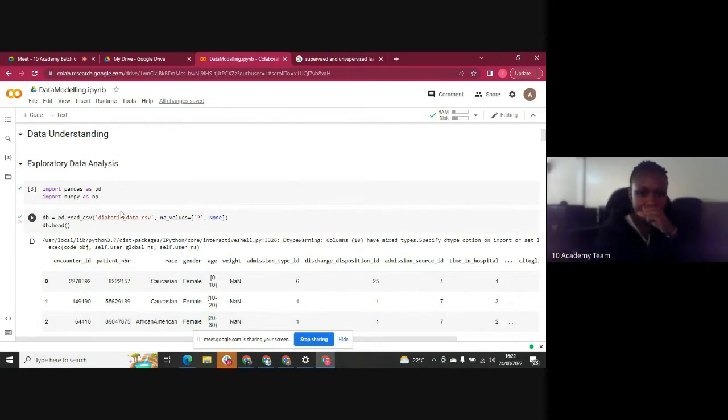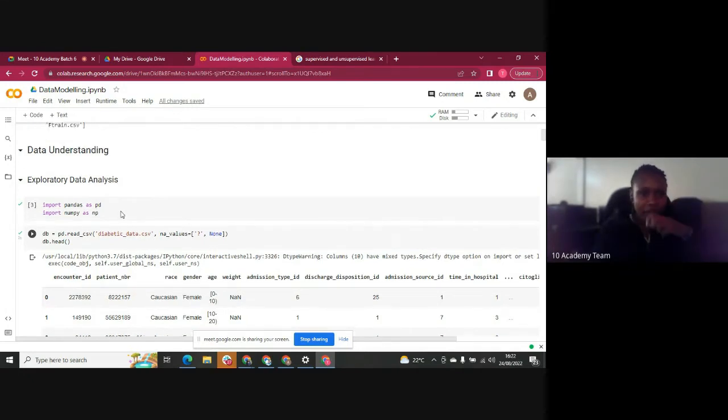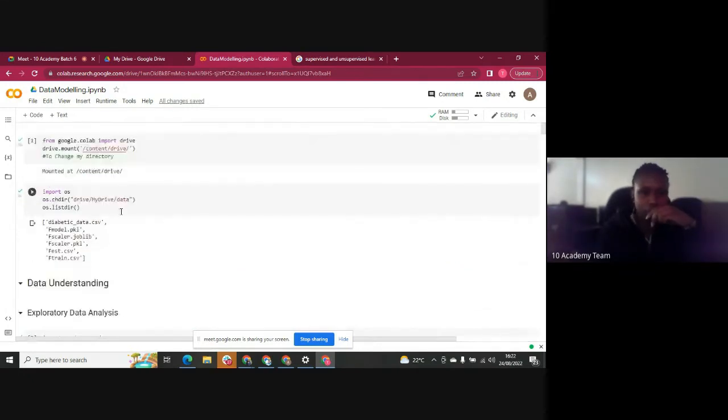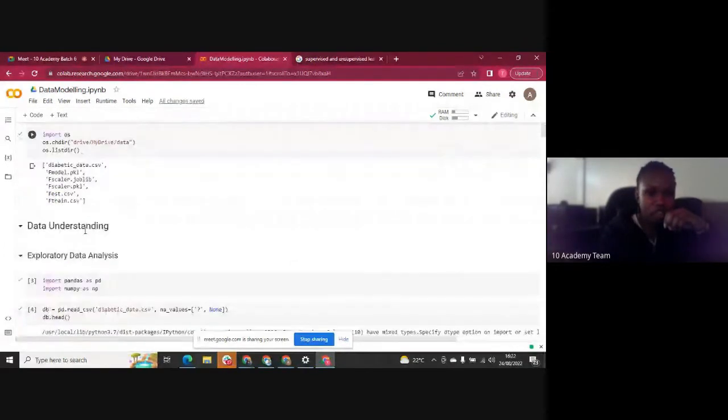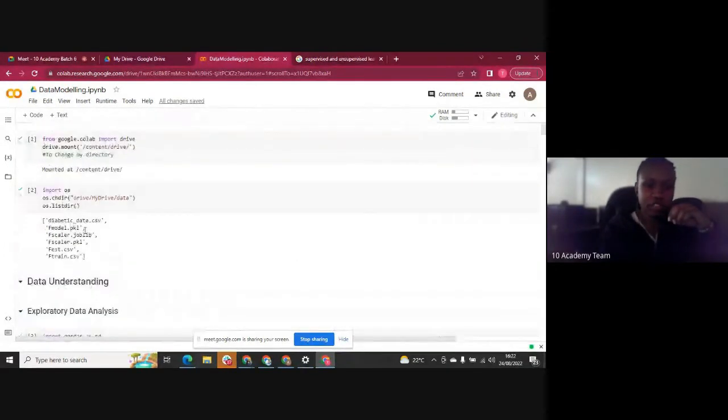So if you want to follow along, this notebook is shared with you. At the same time, the data is in a data folder. I'm running mine from Google Colab for reasons only known to me, so that's why I'm connecting with my drive. This is the first part, nothing major. If you're using it locally, you don't need the first part.